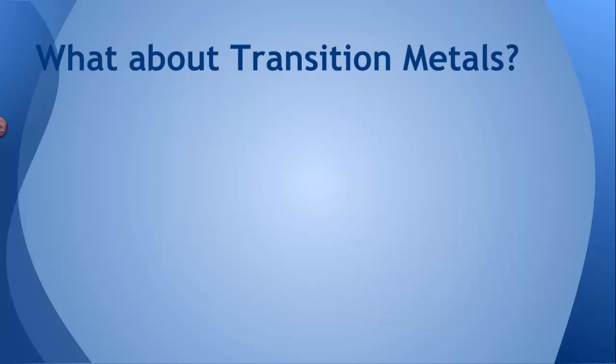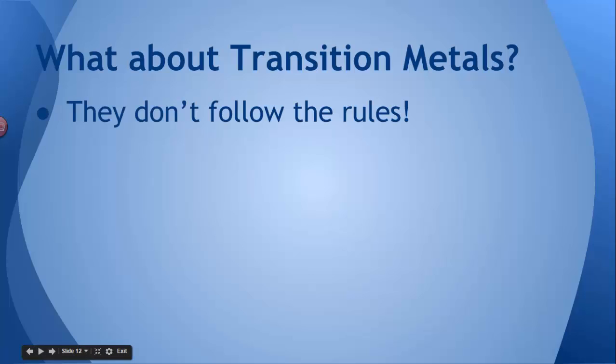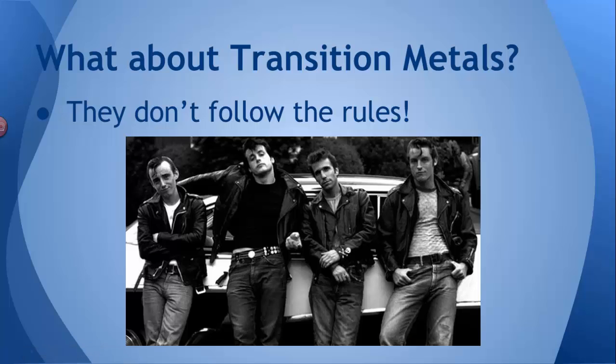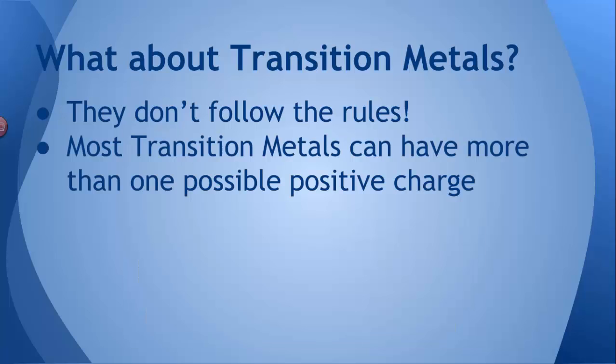All right, so far we've been ignoring the transition metals. And we've been doing that because the transition metals, well, they don't follow the rules. They're like those motorcycle leather jacket wearing tough guys that push freshmen into lockers in high school. They cause a lot of trouble because they don't follow the rules. As a matter of fact, there are a lot of transition metals that have more than one possible positive charge. How the heck is that happening?